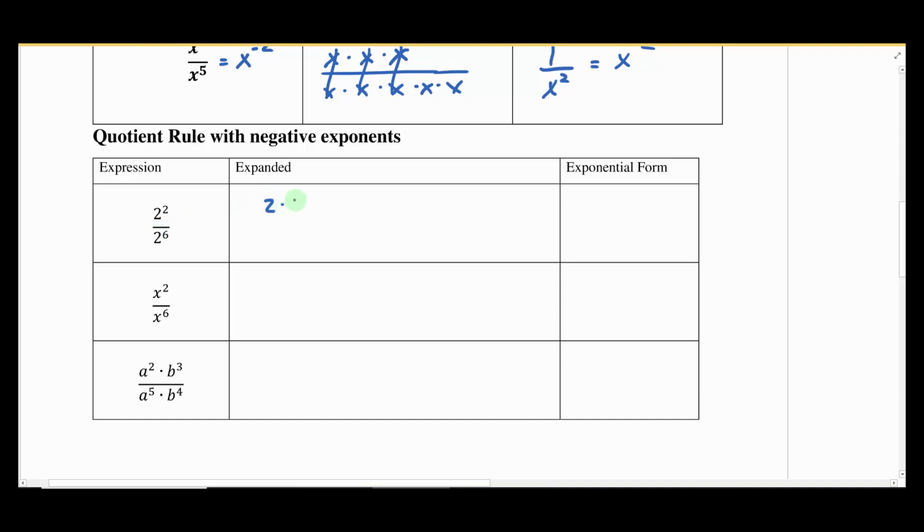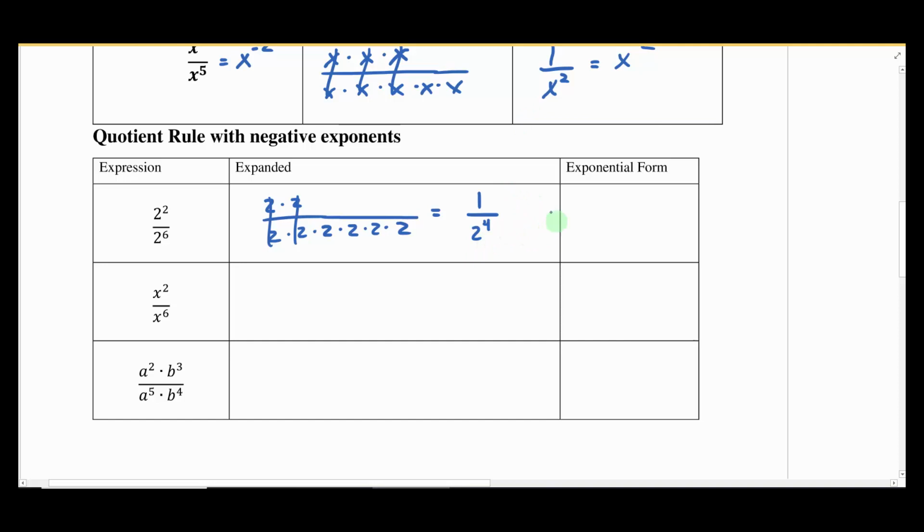So we're going to have 2 times 2 on the top, and then 2 times 2 times 2 times 2 times 2 times 2 in the bottom. All right, so we got these two canceling out here, so we can see 2 sets of the 2's cancel, and we get a 1 in the top, and then 2 times 2 times 2 times 2, which is 2 to the 4th in the bottom.